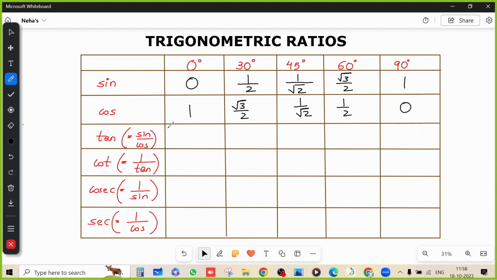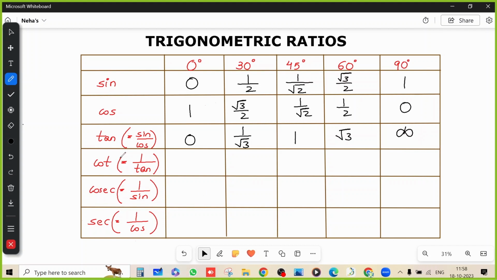For tan, we can easily find the values using the values of sine and cos, as tan is equal to sine divided by cos. So it would be 0 divided by 1, which is equal to 0, 1 by 2 divided by root 3 by 2, which is equal to 1 by root 3, 1 by root 2 divided by 1 by root 2, which is equal to 1, root 3 by 2 divided by 1 by 2, this is equal to root 3, 1 by 0, that will give us infinity.